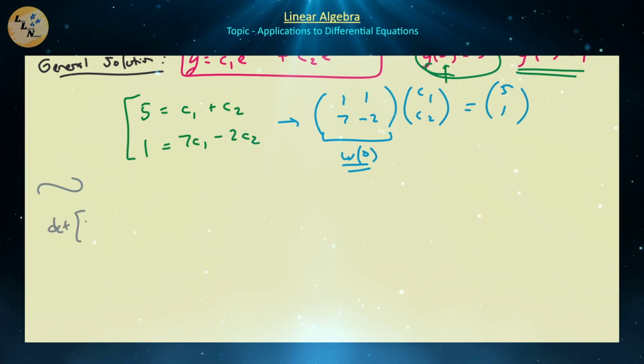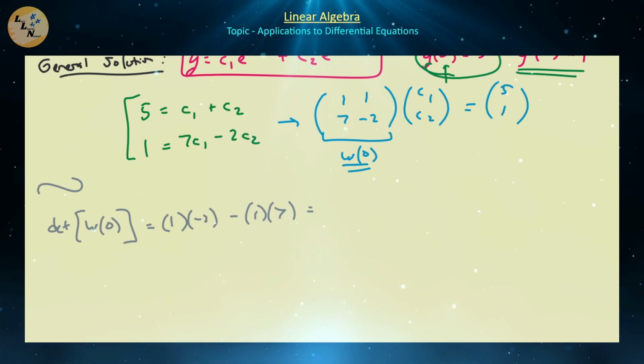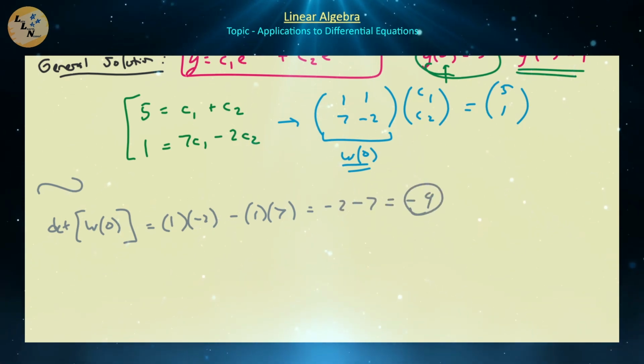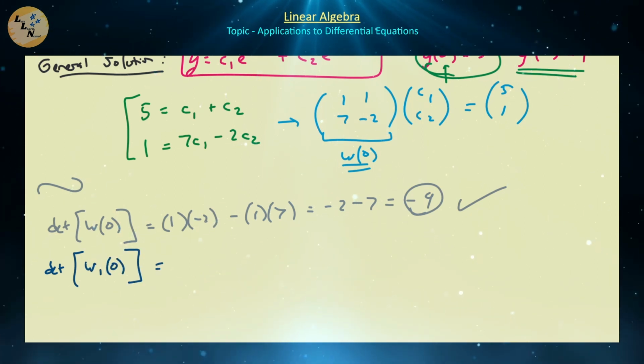The determinant of the Wronskian evaluated at 0 is just going to be equal to 1 times minus 2 minus 1 times 7. So minus 2 minus 7, which is equal to minus 9, not equal to 0. Therefore, we're going to have a unique solution. Now, we're going to use Cramer's rule to solve this equation, although you could probably solve this in many other ways. So let's do the determinant of our W1 evaluated at 0. This is a partition Wronskian, I guess you could say.